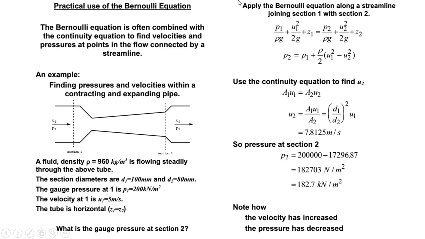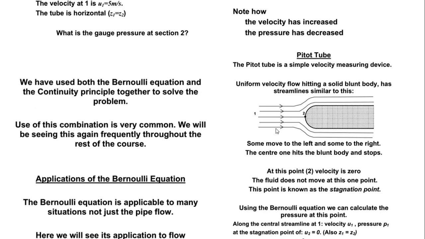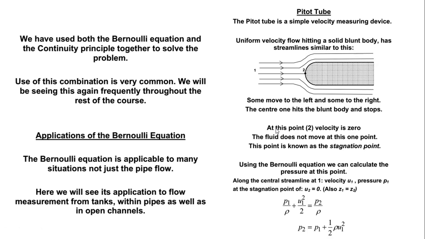So most of the time when you are working with the Bernoulli equation, you also need to use the continuity equation, because if you don't know the velocity in section 2, but you are given the velocity in section 1 and the diameter or the area for section 1, you can use the continuity equation, which is A1 u1 is equal to A2 u2, to calculate the unknown, which is u2. Then from there you've got a simultaneous equation that you can solve to calculate your P2. Okay, so those are some of the applications that we have.